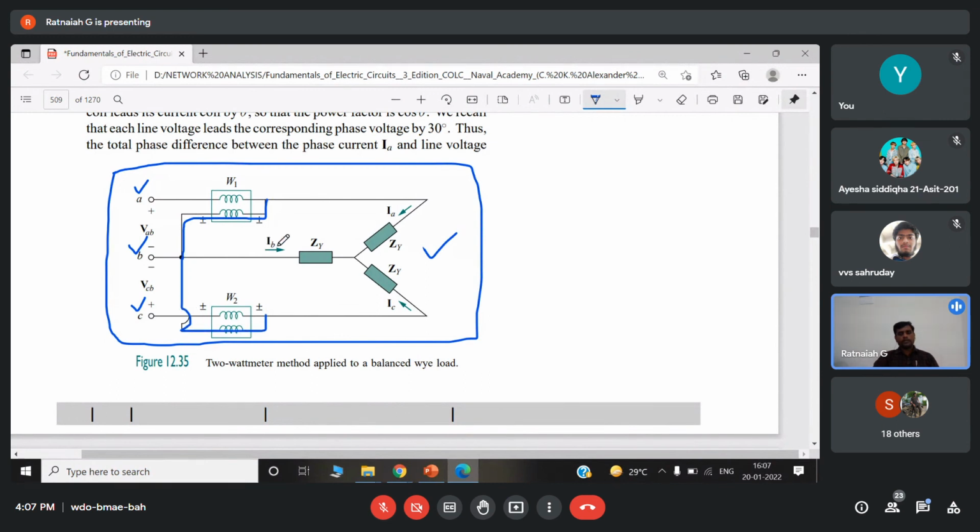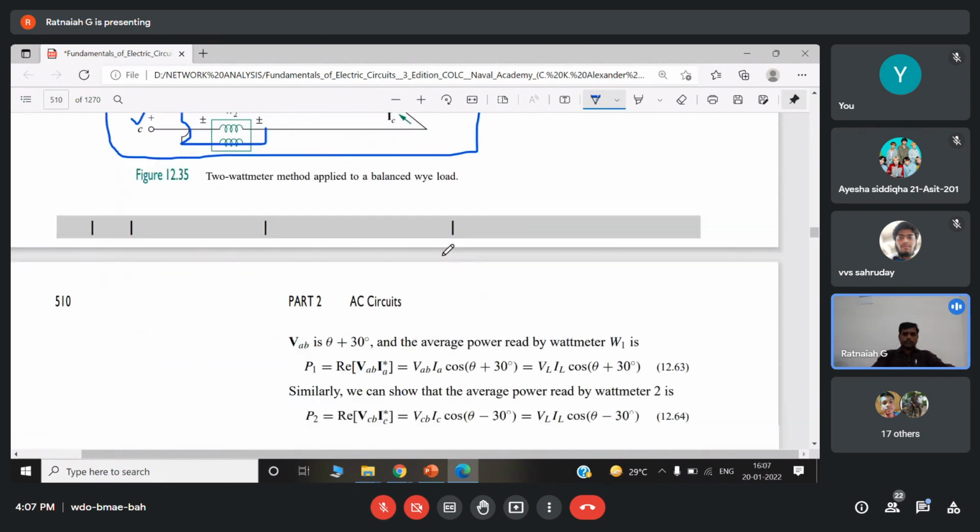I told you yesterday that the pressure coils of the two wattmeters you connect should be commonly connected to the third phase. That is common in the case of the 2 wattmeter method. So here, A and C phases have the wattmeter current coils, and their potential coils are commonly connected to phase B. Note down this diagram and find the values for tomorrow's class. Okay.